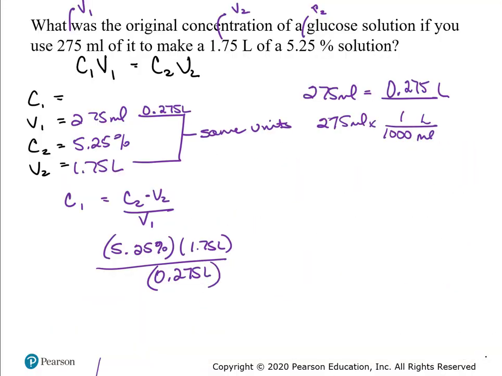So doing the math, 5.25 times 1.75 divided by... So in this, I got 33.409099091. So what would I round this to?